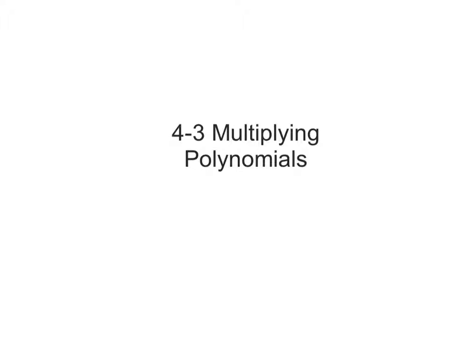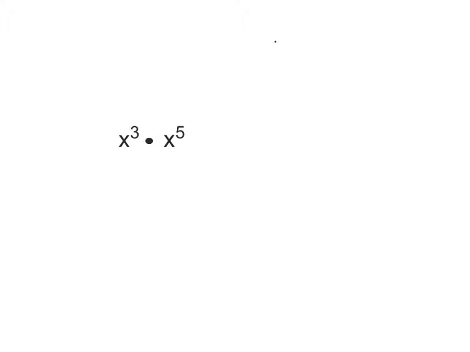In section 4-3, our objective is to be able to multiply polynomials. Here we just have a simple example of taking x to the third times x to the fifth. What we want to do with this is break this down into its real meaning and try to find a rule to use when we multiply powers.